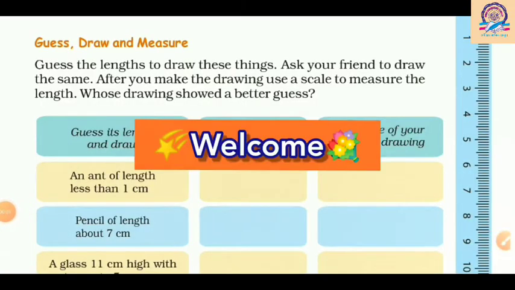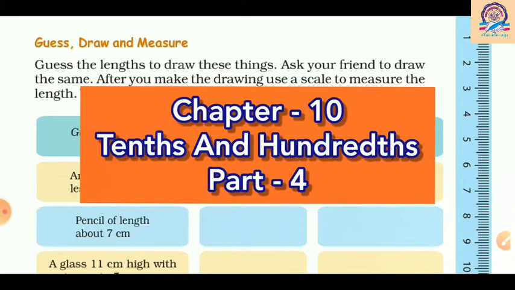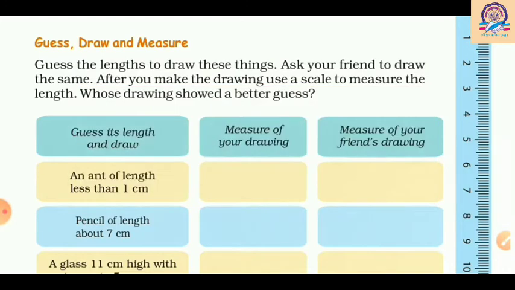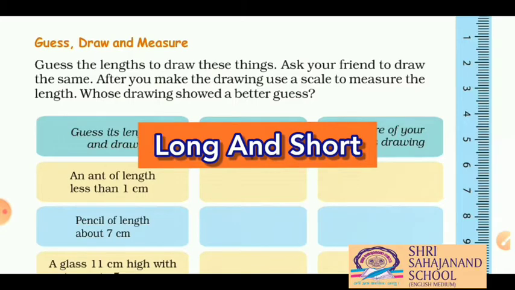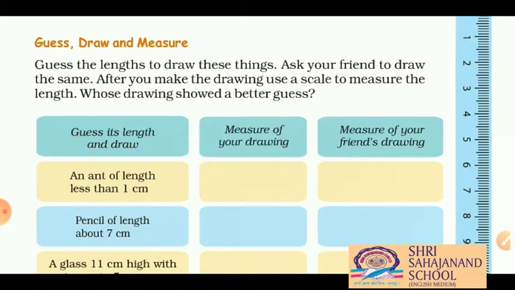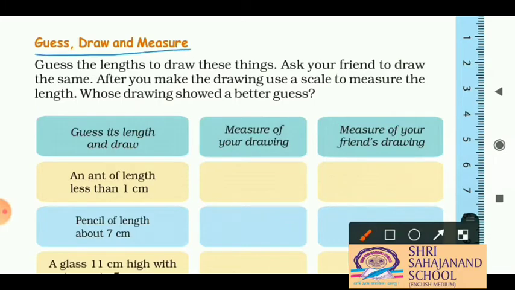This is the fourth part of the 10th chapter, Tenths and Hundredths, of Class 5 Mathematics. Let's start the class. Today's topic is Long and Short. It is completely based on the measurement and drawing of the length of objects. So let's start. The heading is Guess, Draw and Measure.